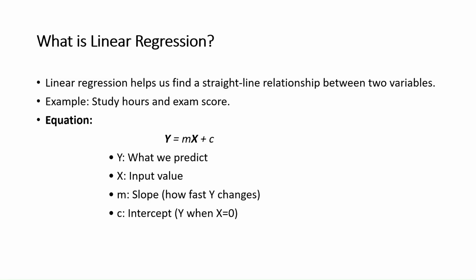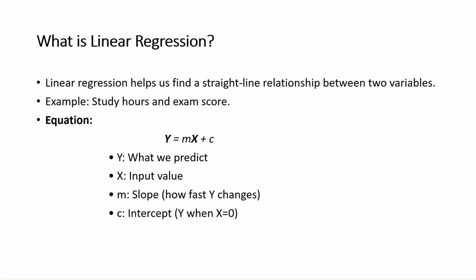Next slide. What is linear regression? Linear regression is a technique used to find a relationship between two things. For example, if study hours increase, exam marks also increase. If advertising spending increases, product sales increase. And here, one thing affects the other.